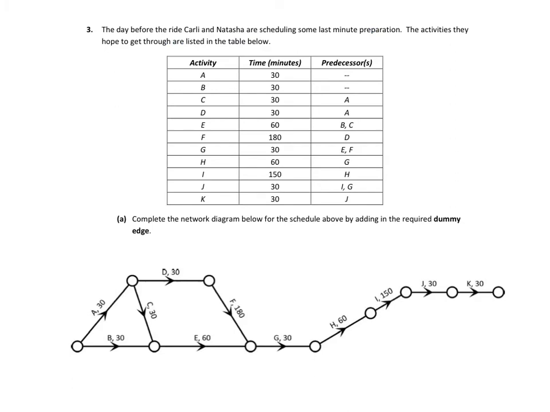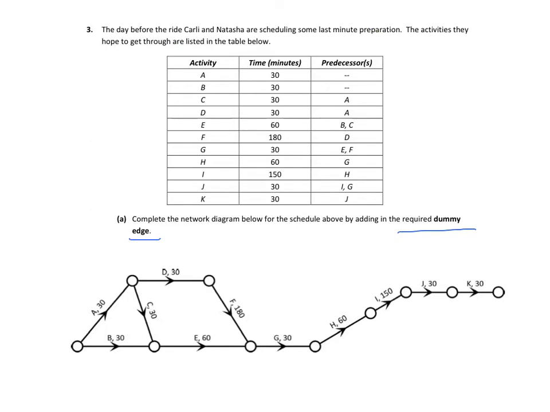Okay, so question 3 then says, the day before the ride, Carly and Natasha are scheduling some last-minute preparations. The activities they hope to get through are listed in the table below. And we have our table of time and predecessors for each activity. Complete the network diagram below for the schedule above by adding in the required dummy edge. So here they're telling us we need a dummy edge.